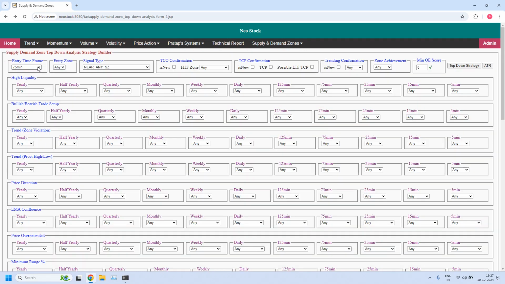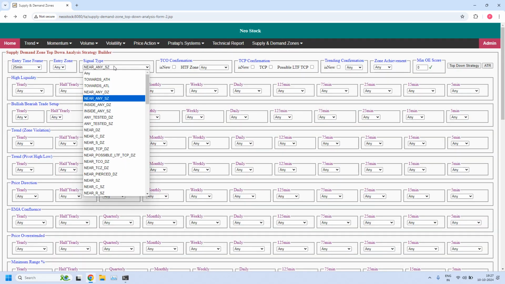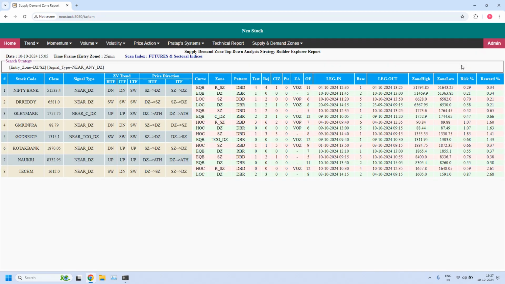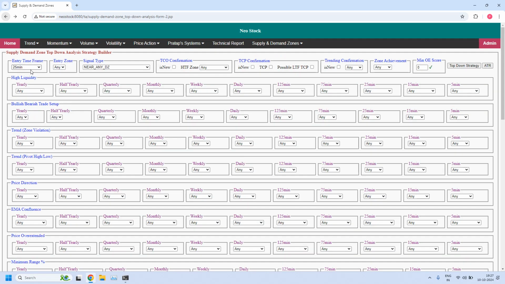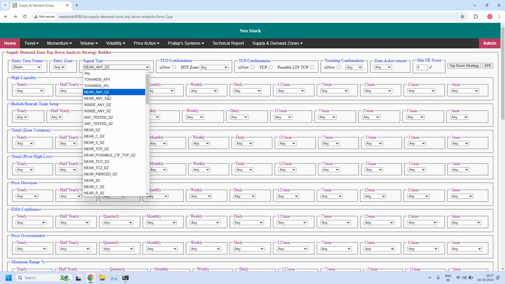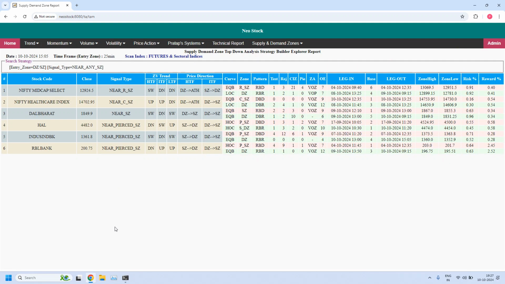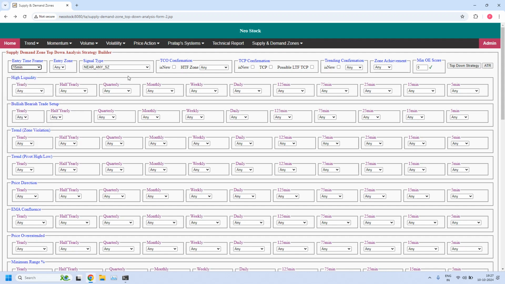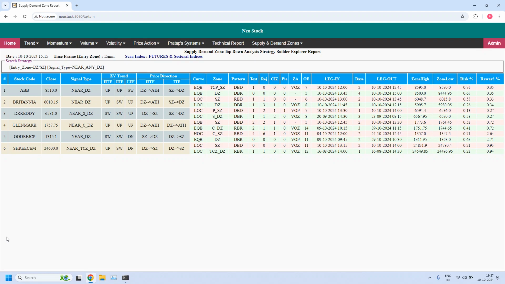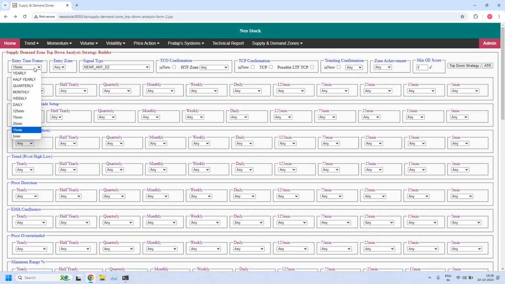Okay, next time frame is 25 minutes. Stocks near 25 minutes demand zone. Next 25 minutes time frame. Stocks near 25 minutes supply zone. Next time frame is 15 minutes. Stocks near 15 minutes demand zone. Next 15 minutes time frame. Stocks near 15 minutes supply zone.